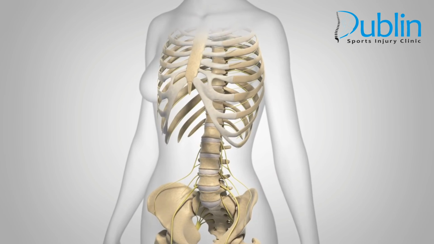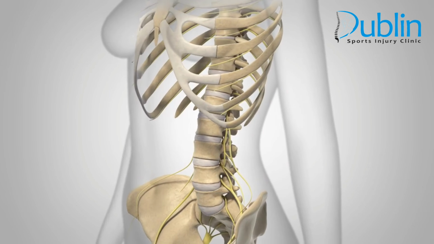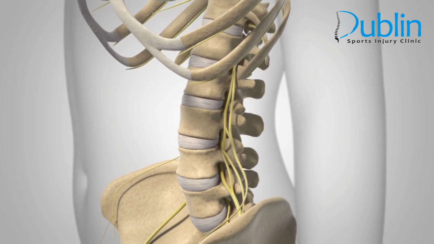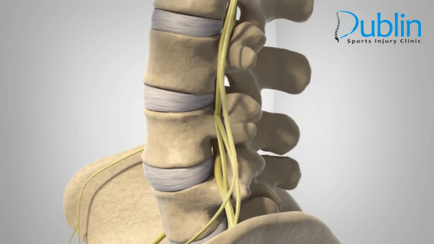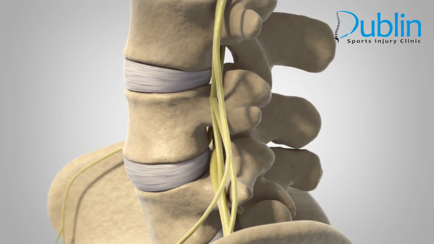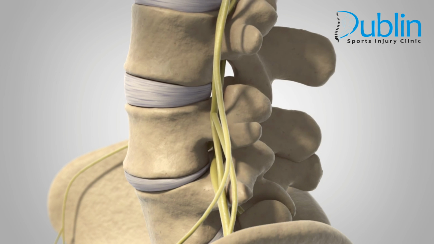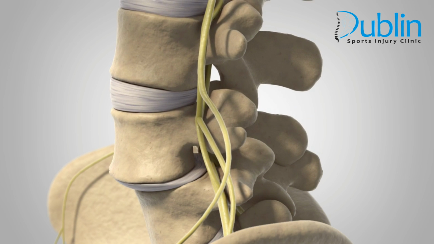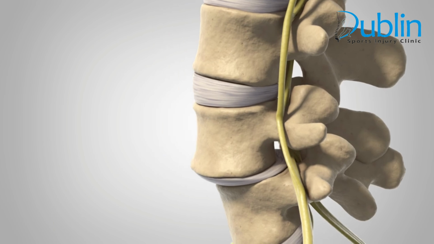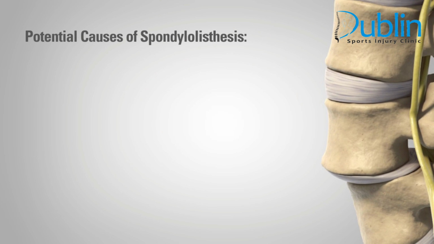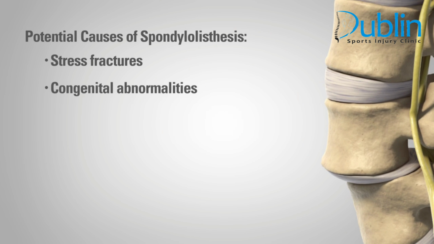Spondylolisthesis is the result of advanced degenerative disc disease. It's a condition in which discs degenerate, resulting in loss of disc height. This causes instability, allowing one vertebra to slip forward over the one below it. Other causes of spondylolisthesis are stress fracture or congenital abnormalities. There are some rare causes such as tumor and trauma.